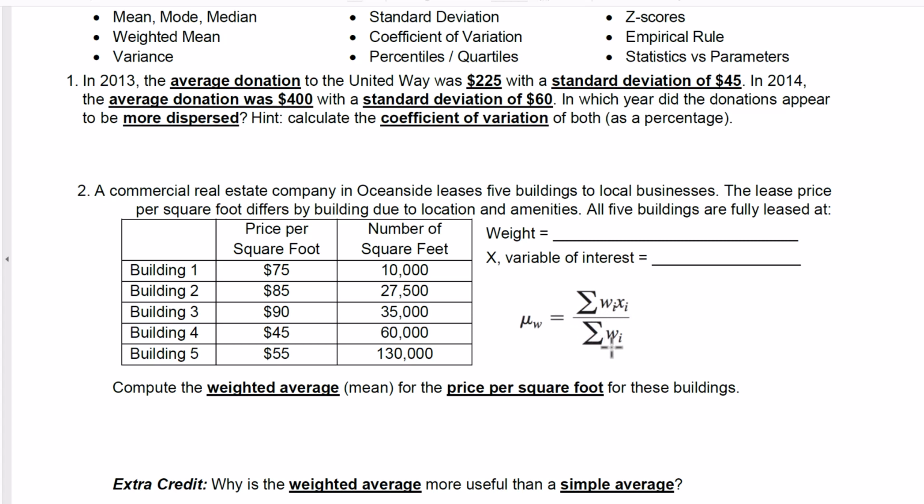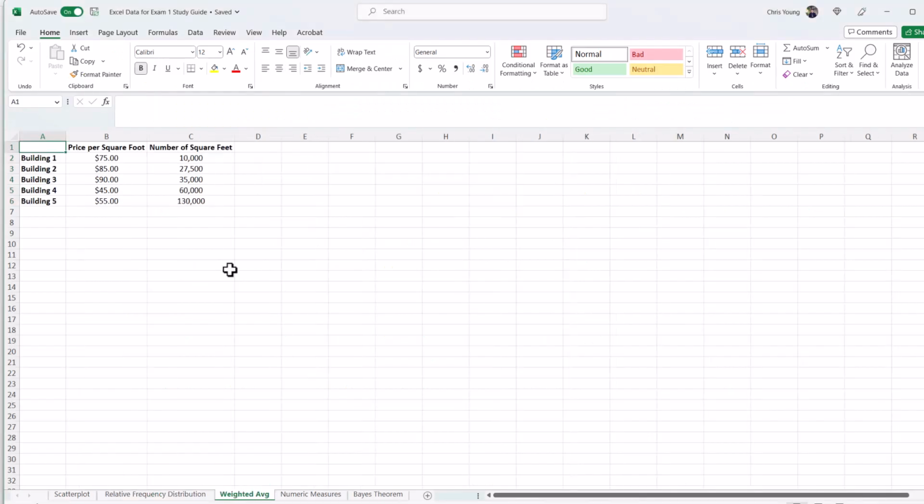So in this particular problem, we want to weight our calculation by how big the building is. So the number of square feet is going to be our weights. So if I go to Excel, we have this data that's set up nicely for us to work through this calculation.